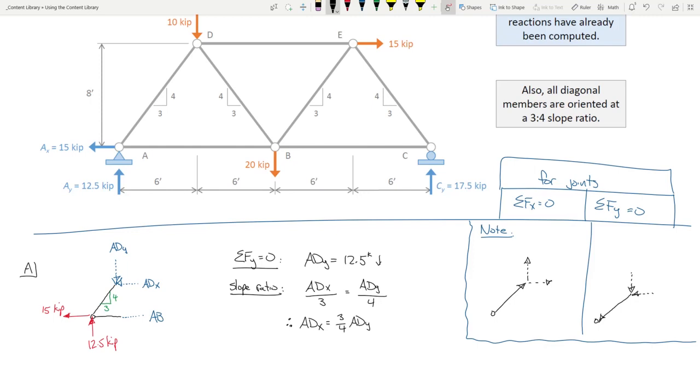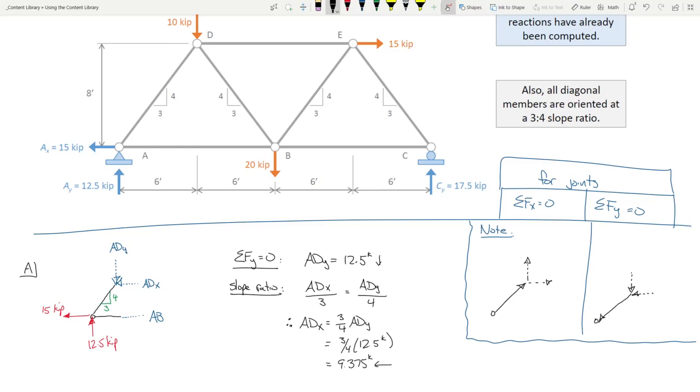Doesn't that make sense? When we plug and chug, what do we get? We get 3/4 of 11.25. What is 3/4 of 11.25? Or sorry, 12.5. I think I'm thinking further ahead of the problem. What is 3/4 of 12.5? Yeah, I'm thinking further ahead. 9.375. Do I have a second? Yep. And that's going to be pointing to the left.